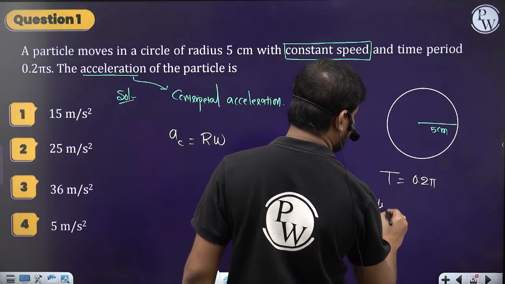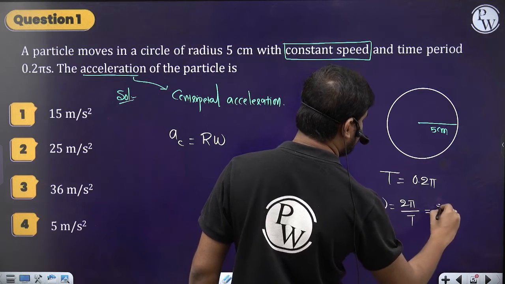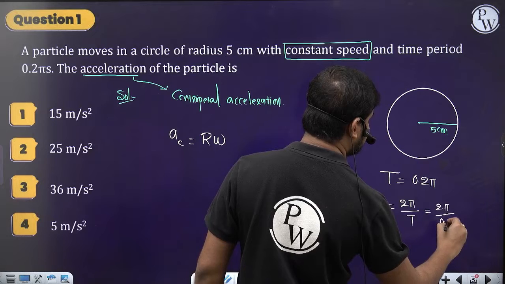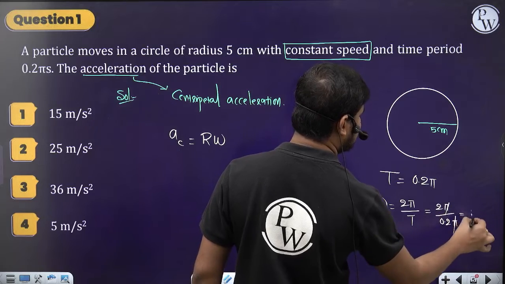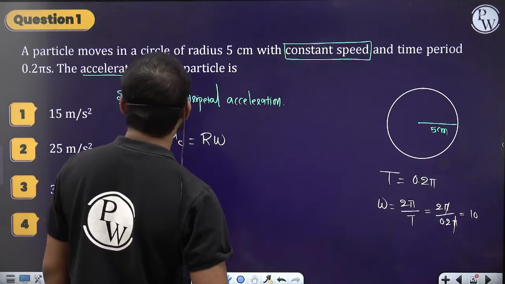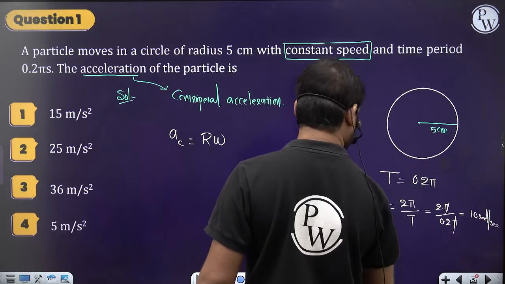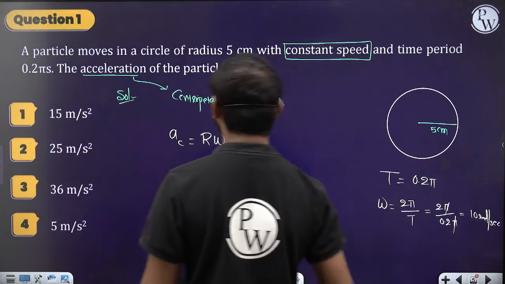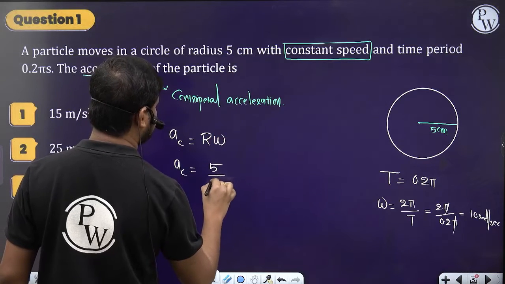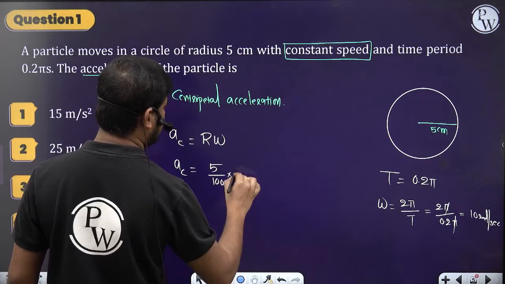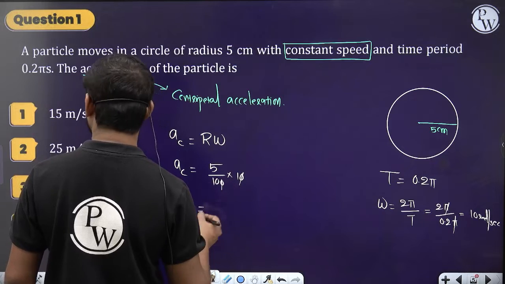Right. So can we find omega from here? The omega is equals to 2 pi by T. So in place of T you can write 0.2 pi. So pi cancels, this is 2 by 0.2, which is 10. So omega we got as 10 radian per second. So now AC is equals to R, radius converted to meters, 5 by 100, into omega square, 10 square. So 0 cancels. AC is equals to 5 by 10, which is 1 by 2. So sorry.